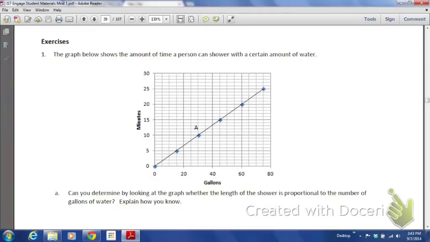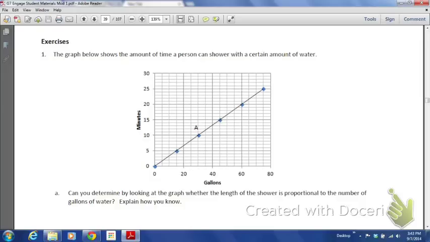Okay, now there are a few exercises that I would like you to complete. Here is exercise 1, and it is a graph that shows the amount of time a person can shower with a certain amount of water. In these times of drought, this is very important. I personally turn the shower off when I am washing my hair, etc. So, and it's good to save water.